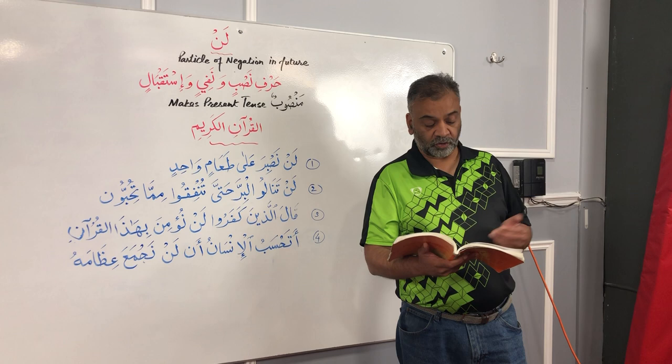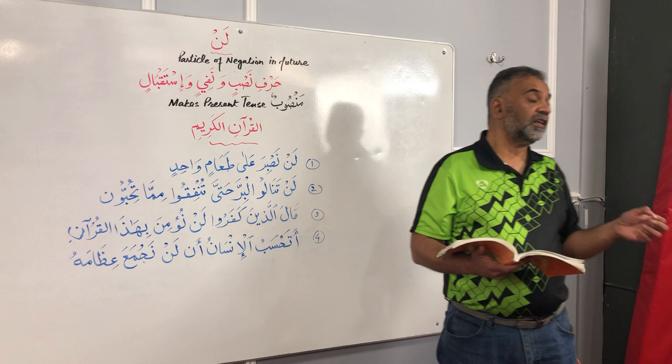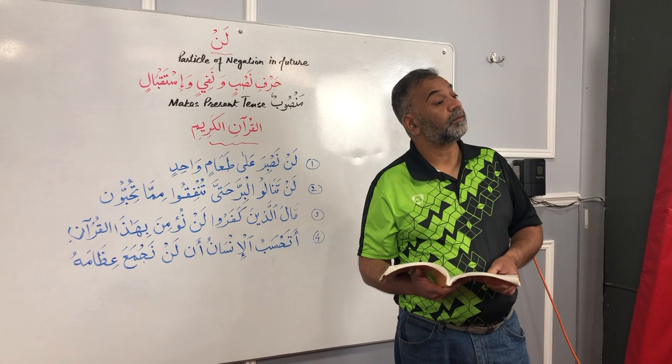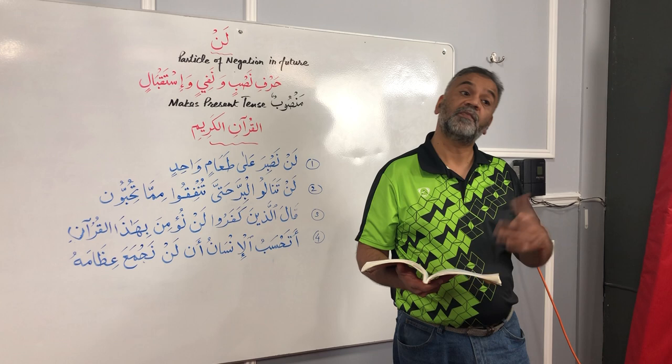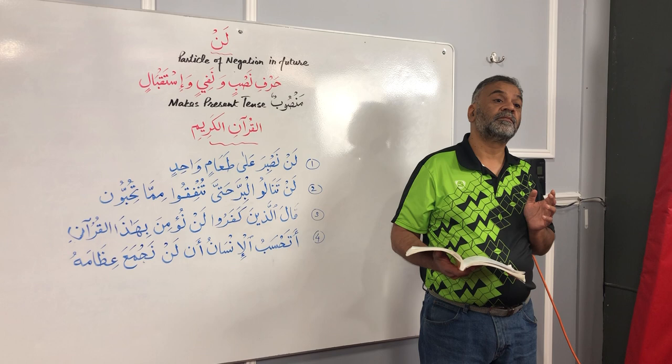They are also not going ilal Hindi, to India, fi hazihil utlati, in these vacations. Yuridna, they want ay yazhabna. Now you see, when lan comes, yazhabna, and when an comes, yazhabna. Same thing, but yazhabna is mansub. They want to go ila makkata, to Makkah, avvalan, first.